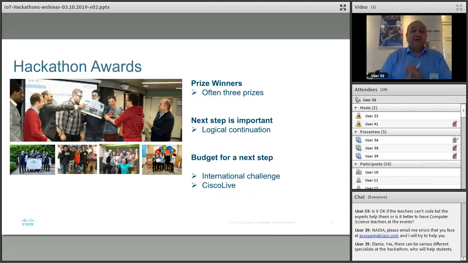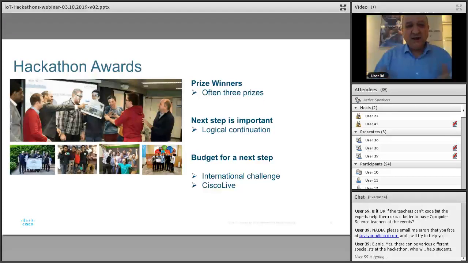Then the awards. The award session is very important, and makes some people very happy. But I've also seen that some teams thought they were going to win, and they were not glad when they found out they were not the winners. So they get a prize. Now, the prize could be a financial sum, but it's not just money we give to the winners. The award we give to the students, if it's a financial sum, is necessary for the next step.